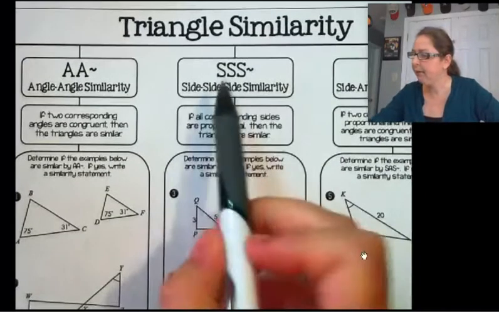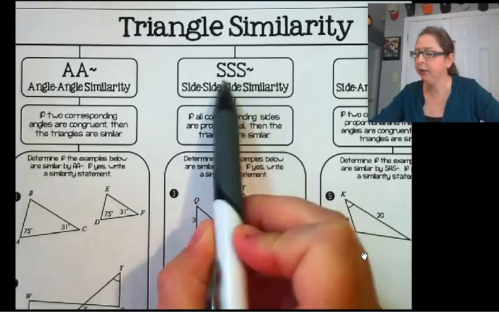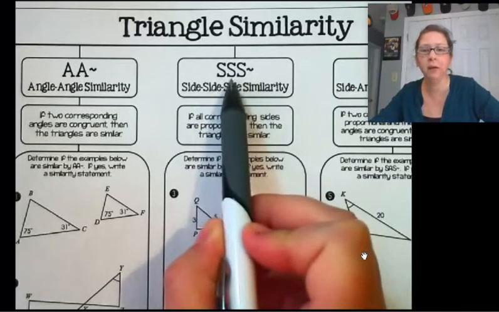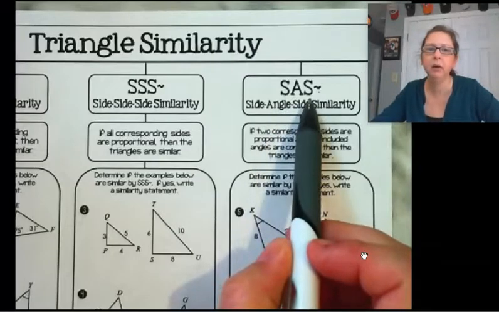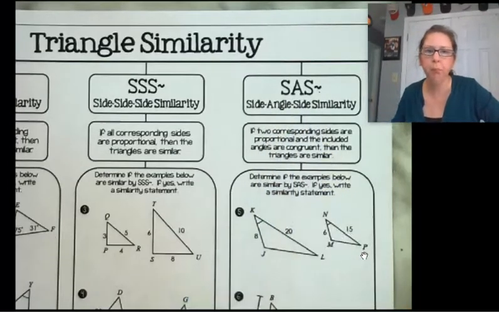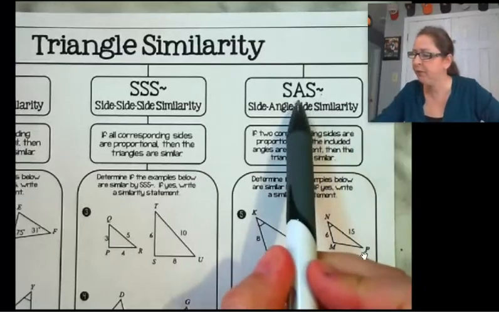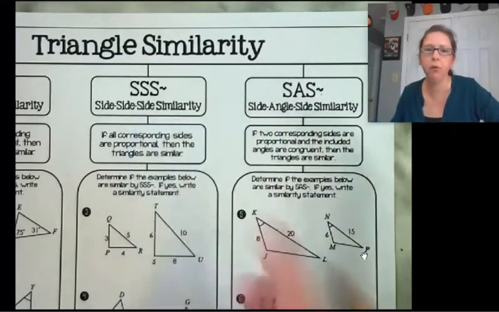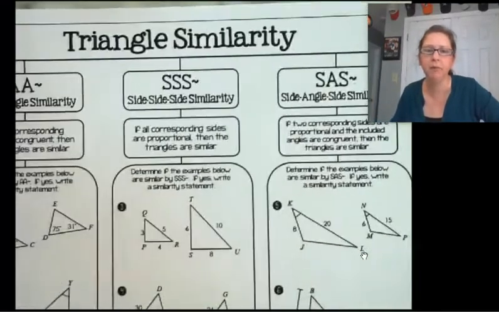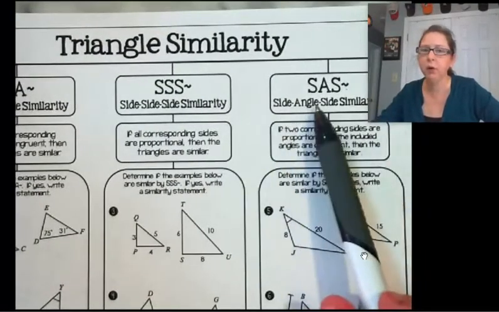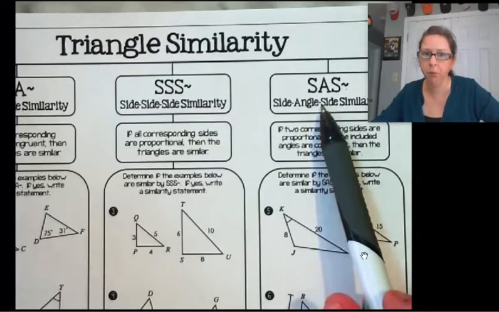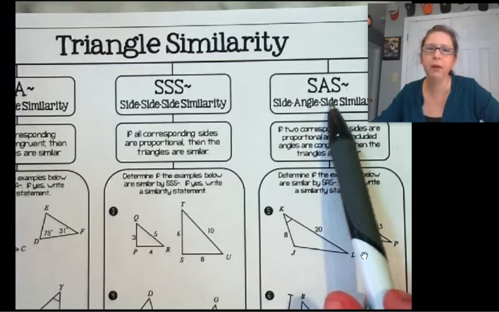Like we had a side, side, side congruency. We also had a side, angle, side congruency. But we can also have similarity statements if we don't quite have exactly enough information, or if the side lengths are not congruent, but they're proportional. That's when we can use these.